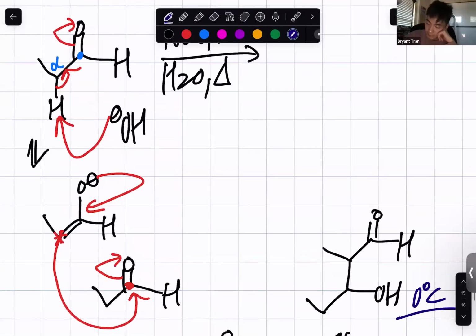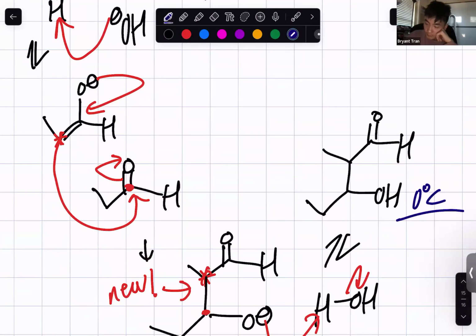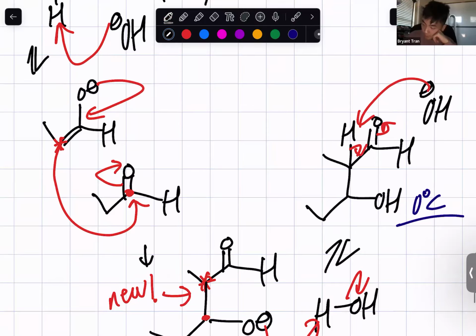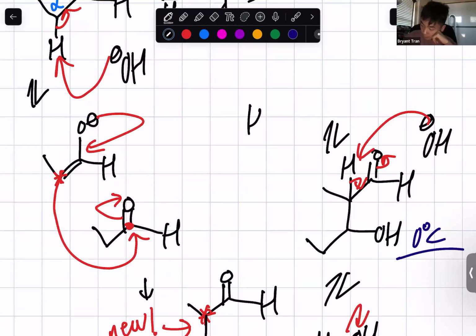But because we're given heat, we're going to keep going to do aldol dehydration, right? So another base will come in and look for the most acidic proton, which will be this alpha proton in between the carbonyl and alcohol, to generate the enolate ion again. When we do that, we're going to form water. We're going to have this enolate ion.